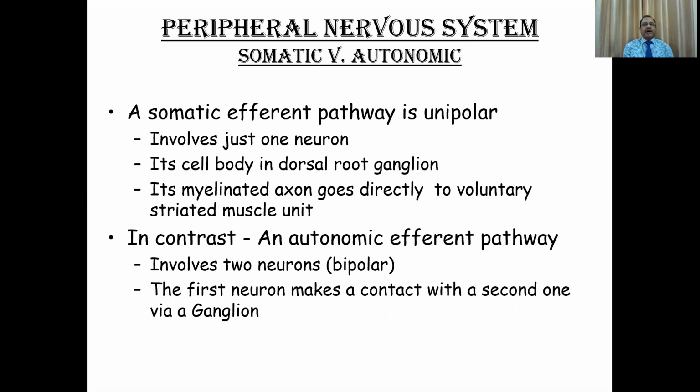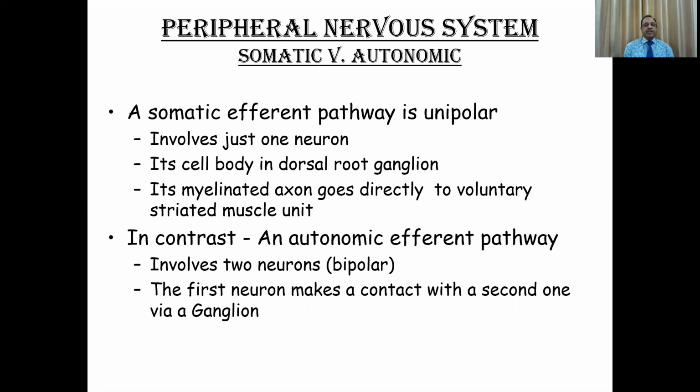As I mentioned, a somatic efferent pathway, which is well described, is unipolar, which means it involves just one neuron, whose cell body lies in the dorsal root ganglion in case of sensory nerve, or in the lateral horn of spinal cord in case of motor nerve. And the myelinated axon goes directly to the voluntary striated muscle unit.